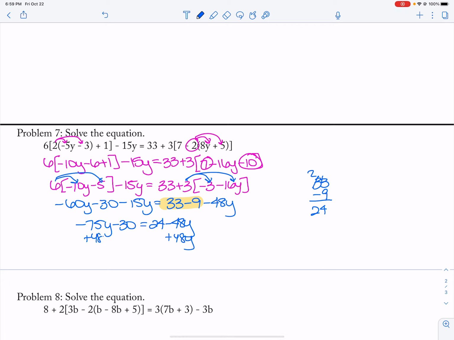Okay, so now I'm going to add my 48y to both sides. And so I get 23y minus 30. Nope, sorry, 27y. Just kidding. Negative 27y minus 30 is equal to 24. Add 30 to both sides, and I get negative 27y is equal to 54. Then I'm going to divide both sides by negative 27.